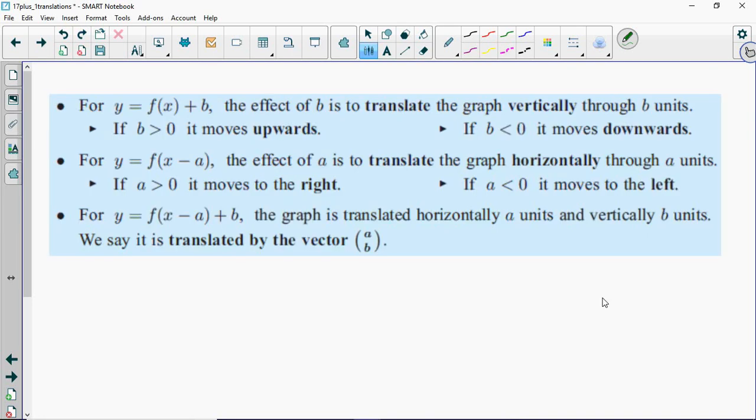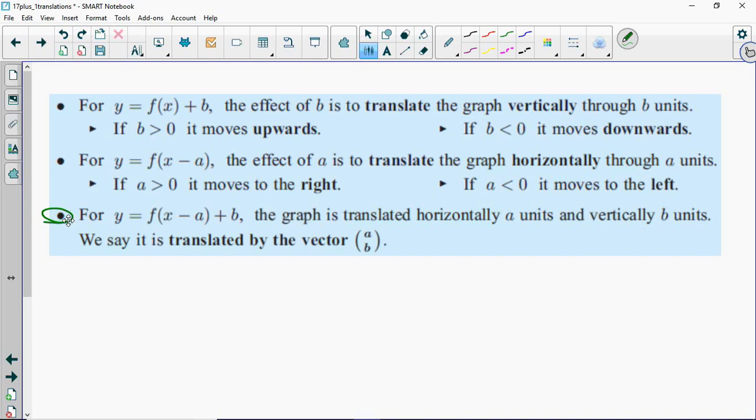Okay, so these are the rules for translations, moving a graph up or down, left or right. And actually, there's only one rule. That final bullet point is the rule. The first two are just like the pieces of it that we'll put together. But let's talk about the first two, and then we'll put it all together at the end.